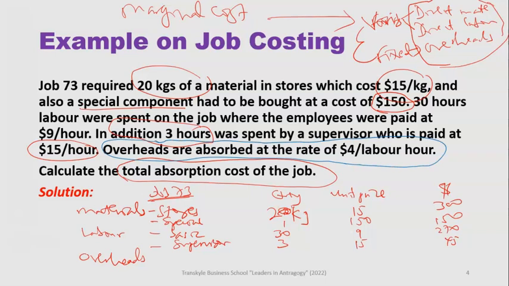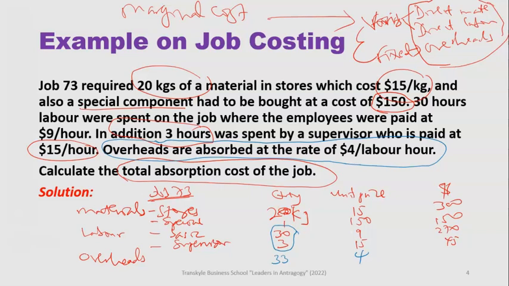Okay, but we need to ask ourselves, how many hours are we talking about? The hours information we have been given is this one. There were 30 hours for the employees and also 3 hours for the supervisor. So the overheads should be 30 plus 3, that is 33 hours, at the rate of $4 per hour.